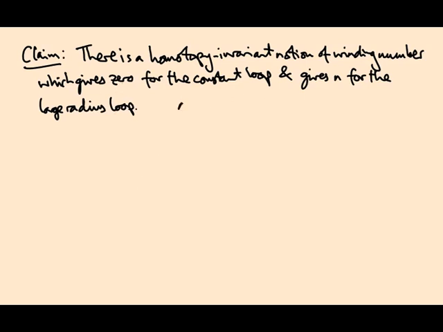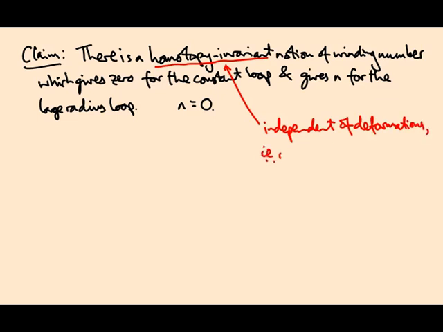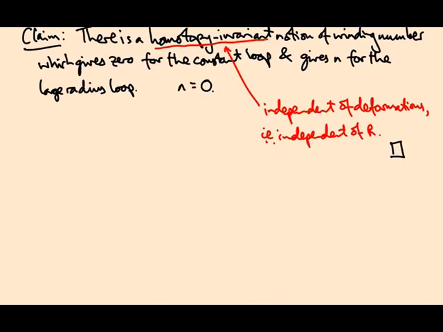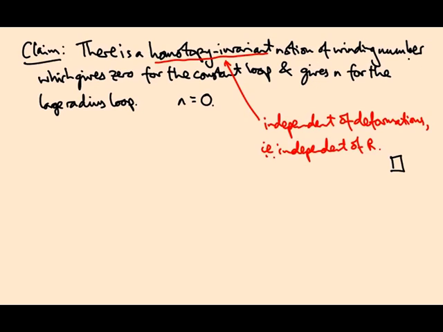And therefore, n equals 0, because being homotopy invariant means independent of r. So this is independent of deformations, i.e. independent of r. So it gives 0 at r equals 0, it gives n for large r, so it has to give n equals 0. So that proves the fundamental theorem of algebra, subject to the existence of this homotopy invariant notion of winding number. So the rest of this course will basically be about defining this notion of winding number, the notion of homotopy and homotopy invariance, and generalizing it to other spaces.